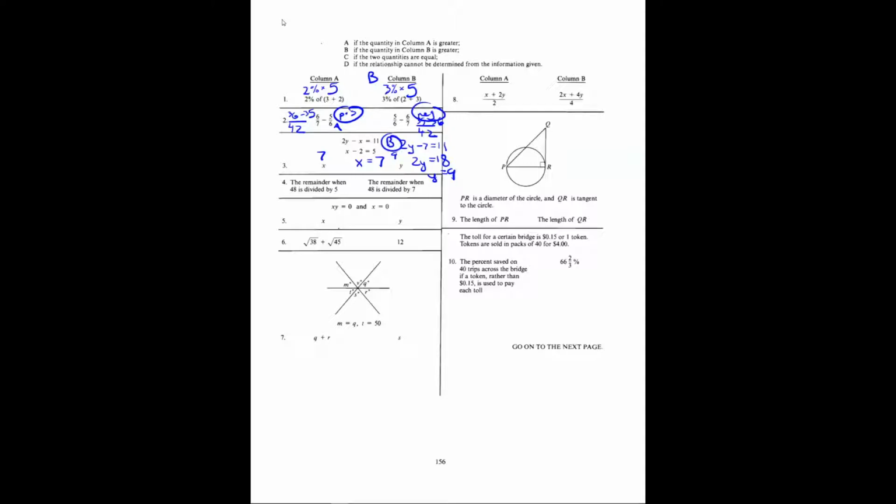The remainder when 48 is divided by 5, let's do that. 48 over 5 is going to be equal to 9 remainder 3. The remainder when 48 is divided by 7: 48 is almost 49, which means it's almost going to be 7, but it's actually going to be 6. And 6 times 7 is 42, so remainder 6. And they're asking for the remainder. The larger remainder is B.